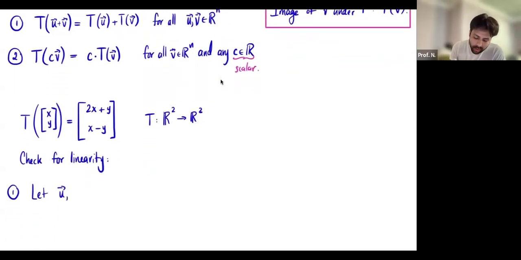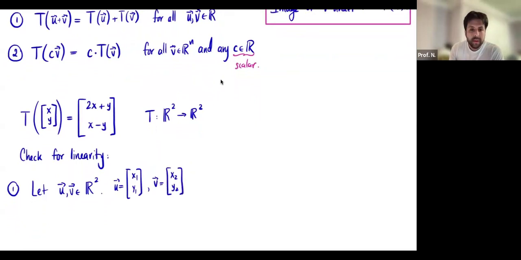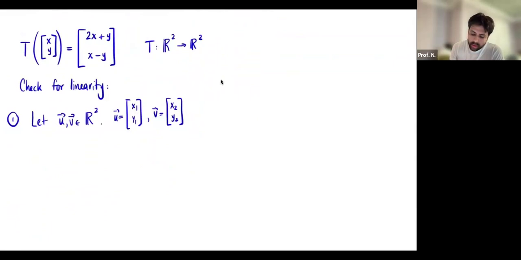So that means that U and V are going to be coming from what? R2. So we let this be the case. Then U will have the notation x1, y1, and V will have x2, y2. And what we can do is add them. So U plus V will be what? x1 plus x2, y1 plus y2. So we know what U is, we know what V is, we know what U plus V is.